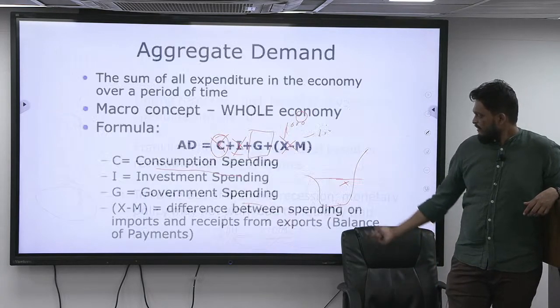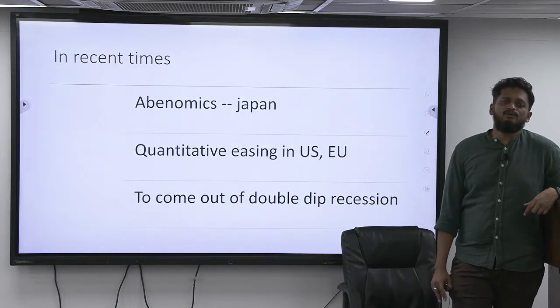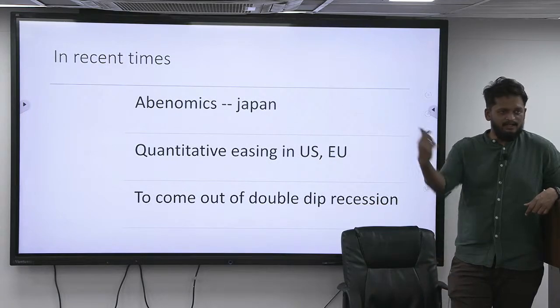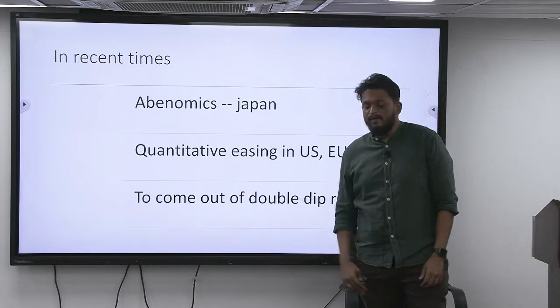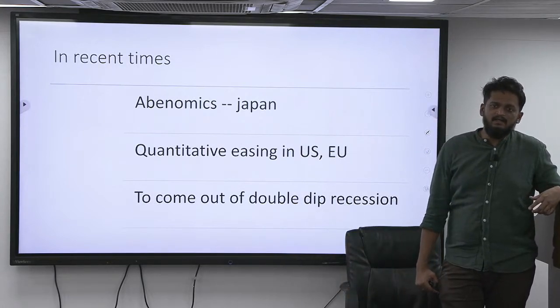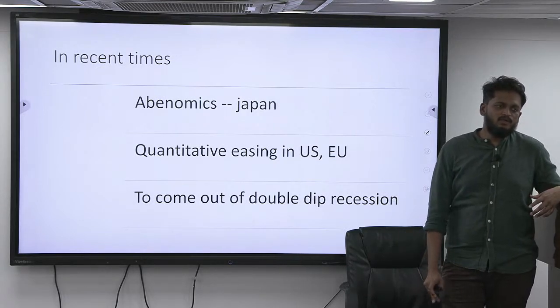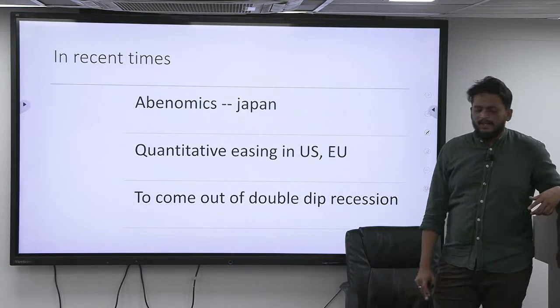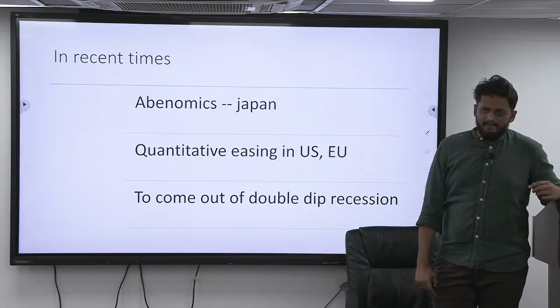So for example, you can see here in Japan, Shinzo Abe was prime minister, recently was killed, now some other prime minister is there. So this was called as Abenomics based on his name, and he used the same thing, whatever Keynes had said. They increased supply of Japanese currency so that demand will increase. In US and EU, it is called as quantitative easing. In the name itself it is there.